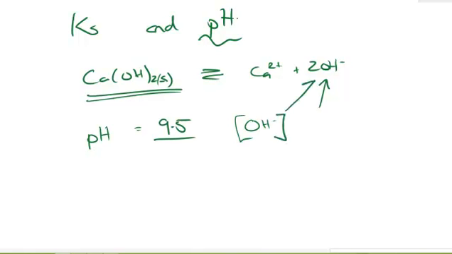And now that you know the hydroxide ion concentration, you could in fact work out the Ks. However, whatever that hydroxide ion concentration ends up being, remember in this case it would be equal to 2s. So you'd have to divide it in half and then go for s cubed. Okay?